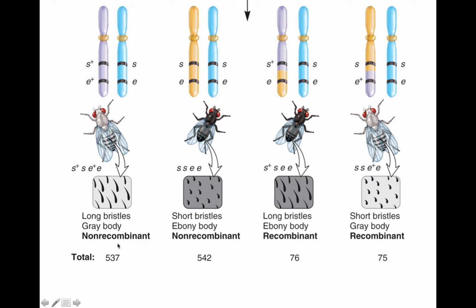So if they were not linked together, we would see a 1-to-1-to-1-to-1 ratio of all of these different phenotypes. But because they are linked together, we see more of the non-recombinant parental types and fewer of the recombinant ones, which are the product of crossing over.